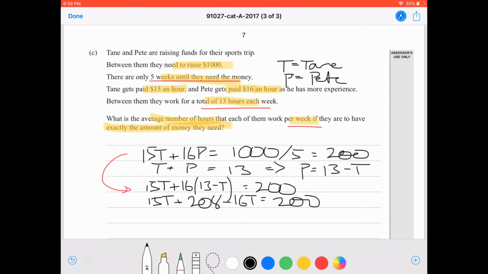Collecting like terms and rearranging for T, we're going to say minus T equals minus 8. Therefore, T equals 8. Okay, and we also need P. We can use this equation, T plus P. We could just say, straight away, P equals 13 minus T, which equals 13 minus 8, which equals 5.